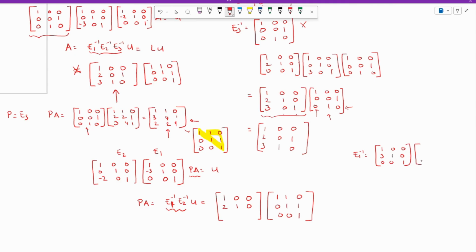And then this gets multiplied by E2. This is E1 inverse. Yeah. Now tell me what is the product. You can use whichever view you want, the row view or column view.